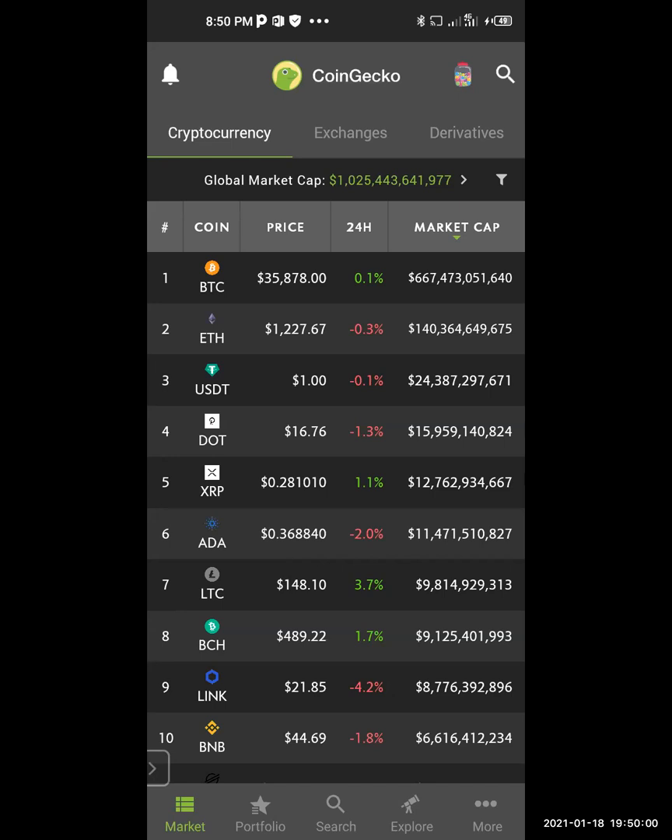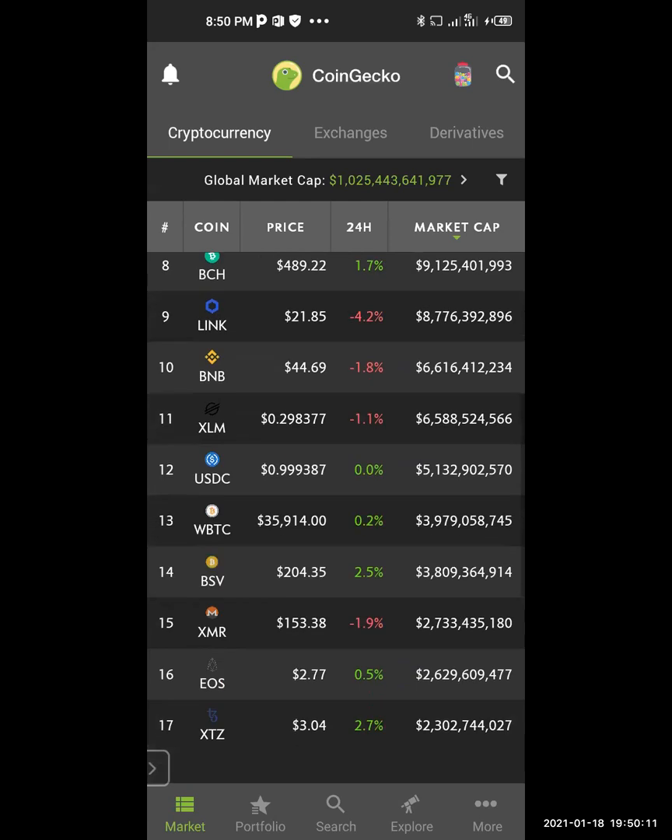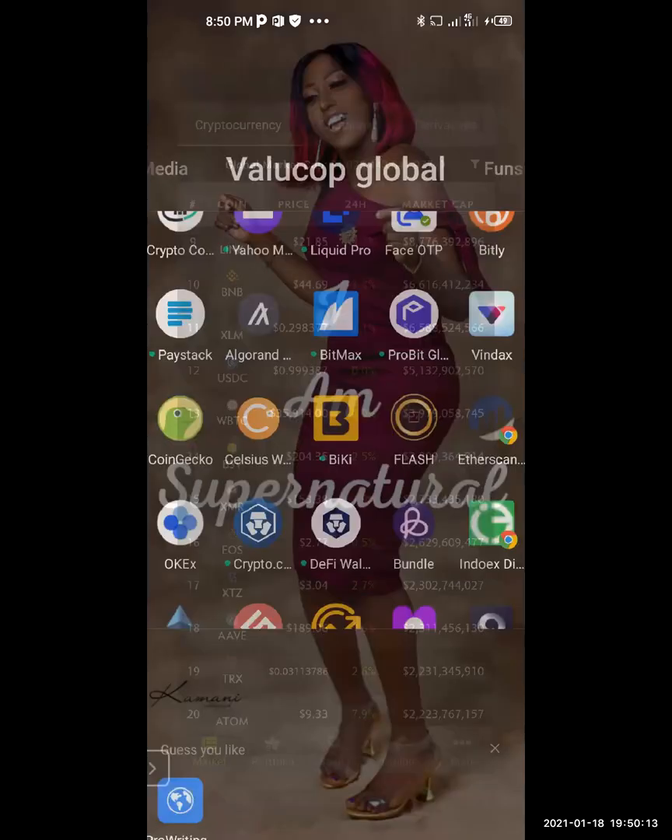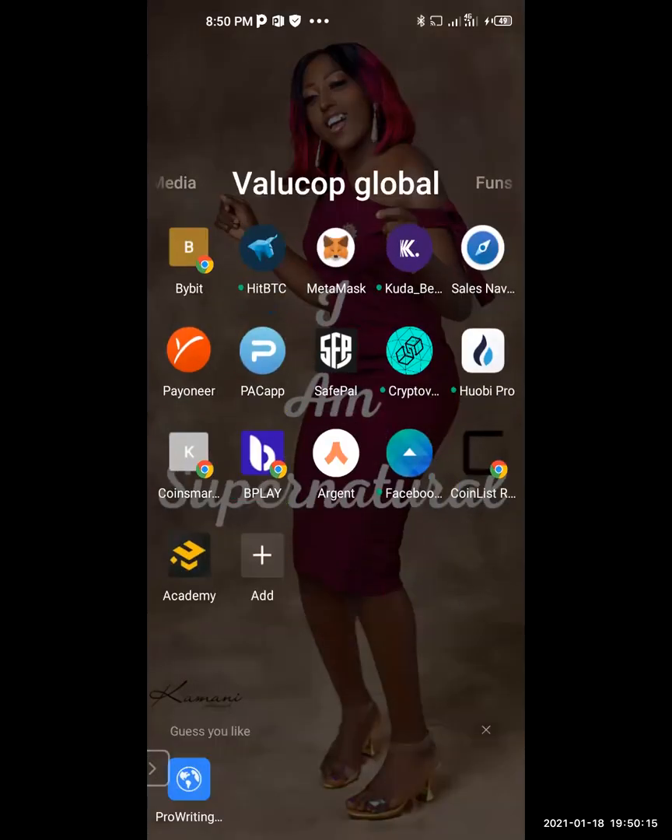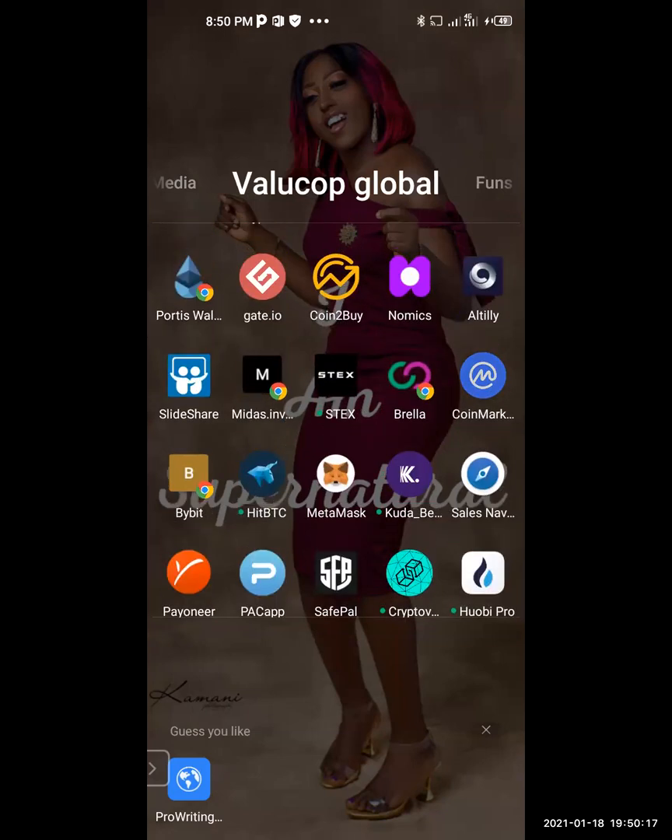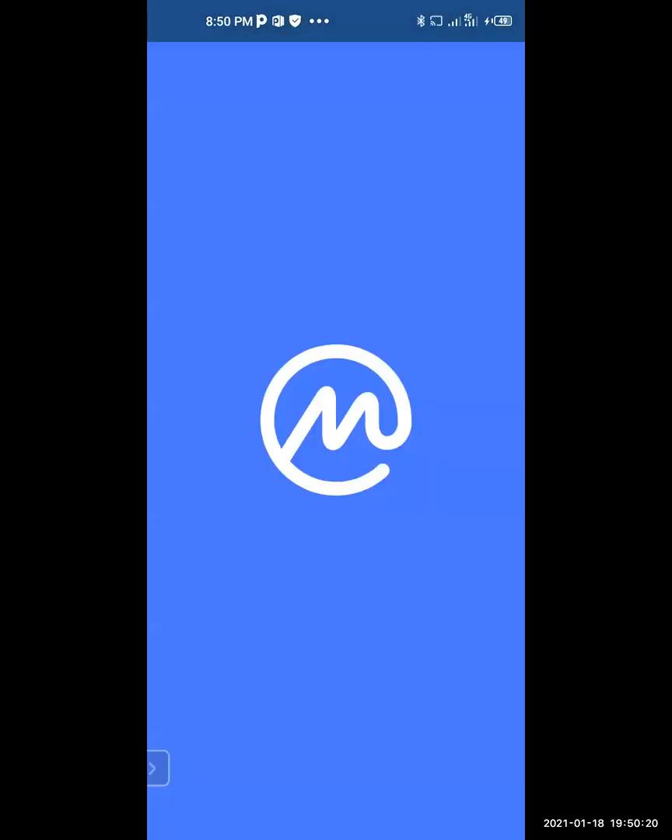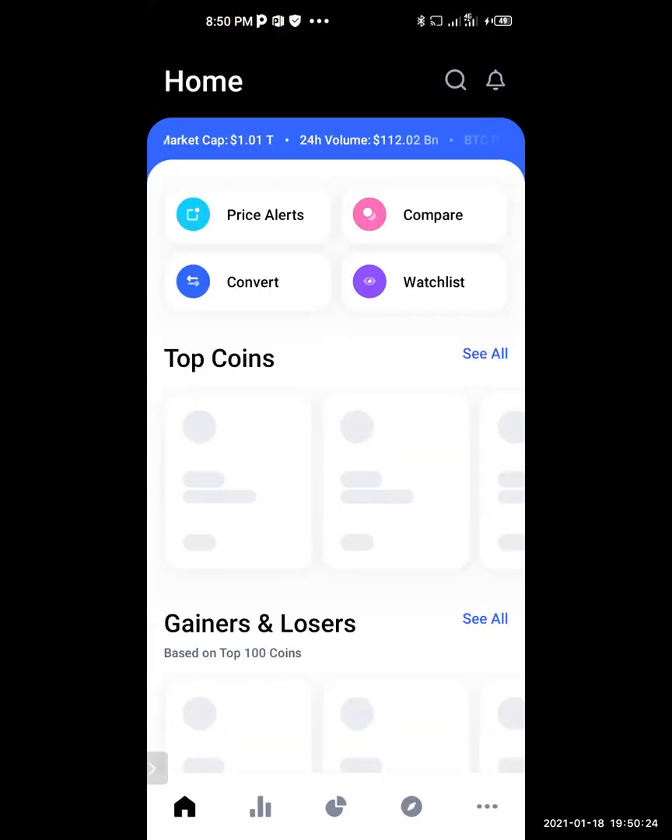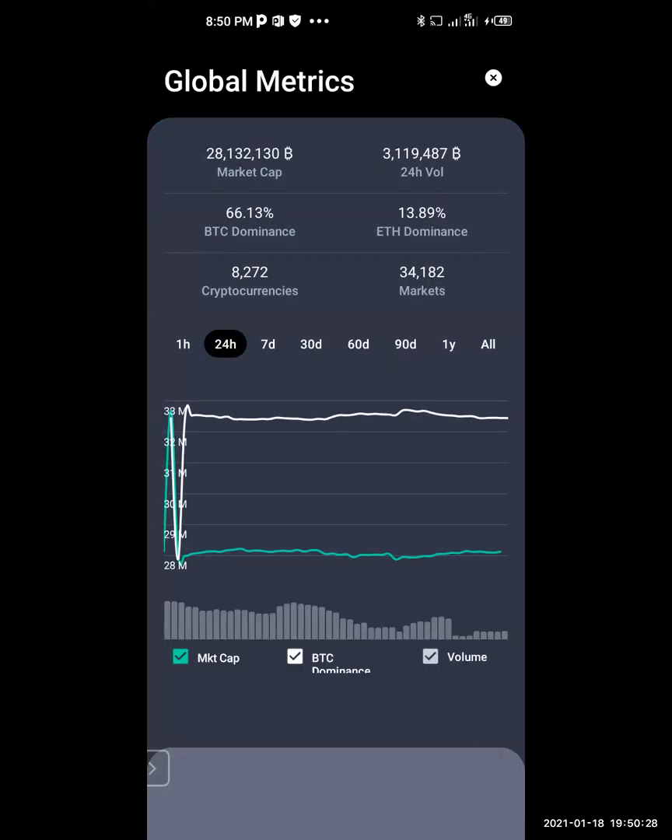Now, like I said, the first crypto is Bitcoin, and every other coin that is not Bitcoin is called altcoins. That's why we are saying alt season is coming, because the dominance of Bitcoin is decreasing. Now, if the dominance of Bitcoin is high, more than 67%, it's still at 66%.